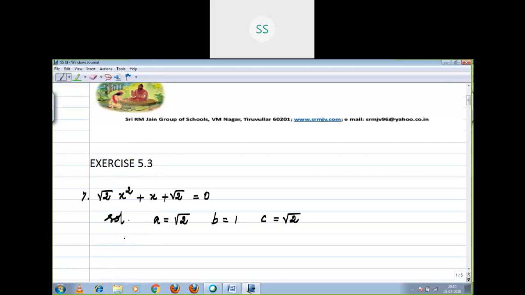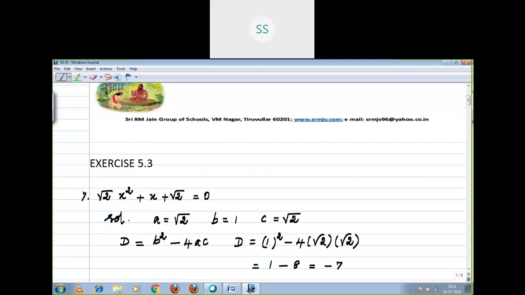Now, using the quadratic formula, anyone? Very good. b square minus 4ac. Then D is equal to 1 square minus 4 into root 2 into root 2. a is also root 2, c is also root 2, which is equal to 1 minus 4 into root 2 into root 2. Using the law of exponents, you will get 2. So 1 minus 8, which is equal to minus 7, right?